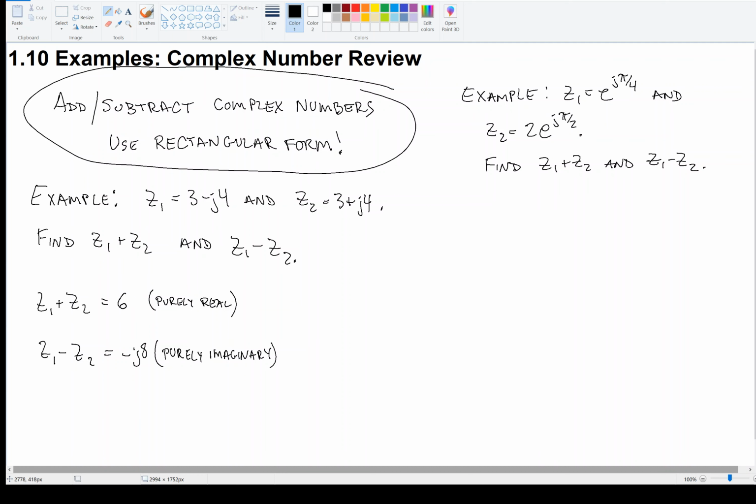Okay, well, remember that when we add and subtract complex numbers, we're going to use rectangular form. So these numbers are not given in rectangular form. They're exponential, so we have to convert them. So I look at Z1 and I see, well, I can find this in the complex plane, actually. So this guy is a length 1 and an angle pi over 4. So do you know the coordinates of that guy? It's on the unit circle and it's got an angle of pi over 4. That's square root of 2 over 2, comma, square root of 2 over 2.